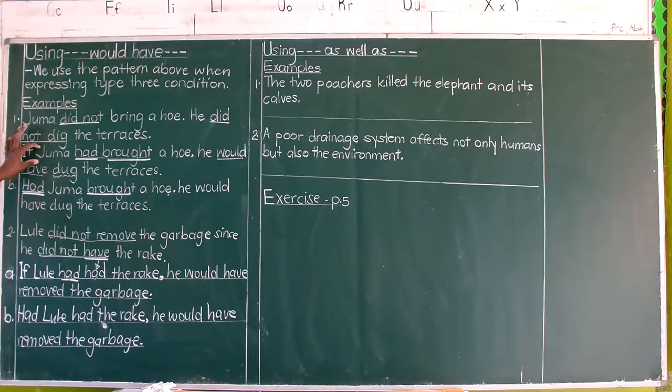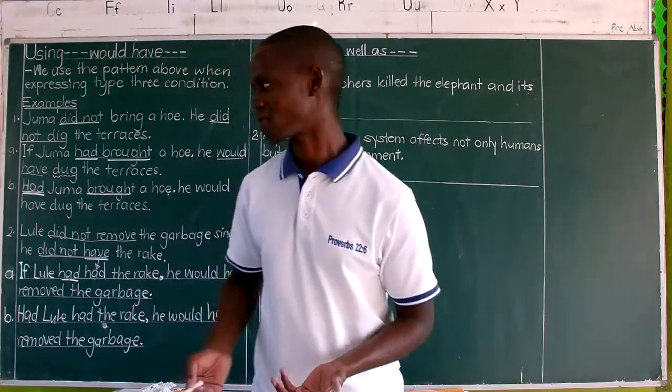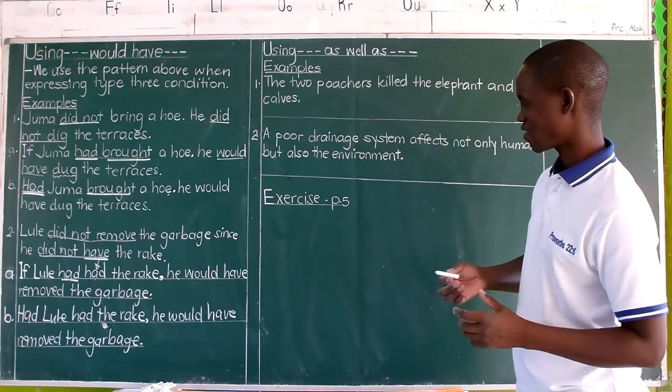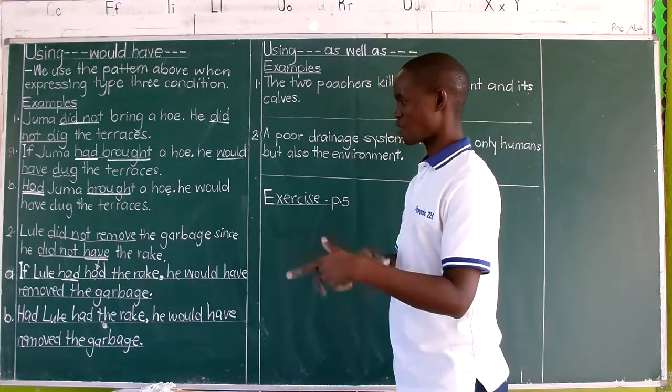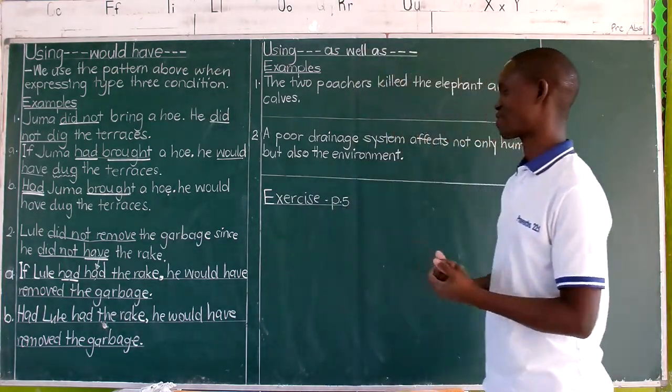Back to question 1, which is Juma did not bring the hoe. He did not dig the terraces. If Juma had brought a hoe, he would have dug the terraces. Then the other way you can say, Juma would have dug the terraces if he had brought a hoe. I repeat, Juma would have dug the terraces if he had brought a hoe. Then number 2, if Lule had had the rake, he would have removed the garbage. Lule would have removed the garbage if he had had the rake.